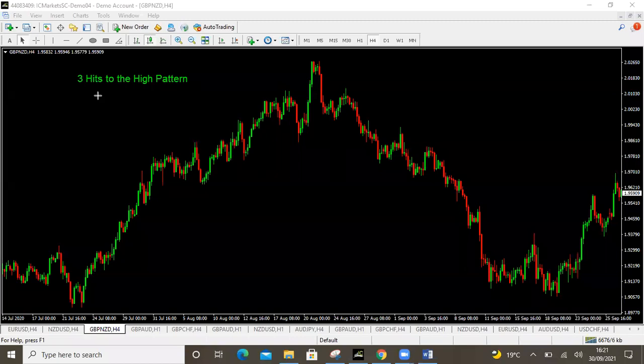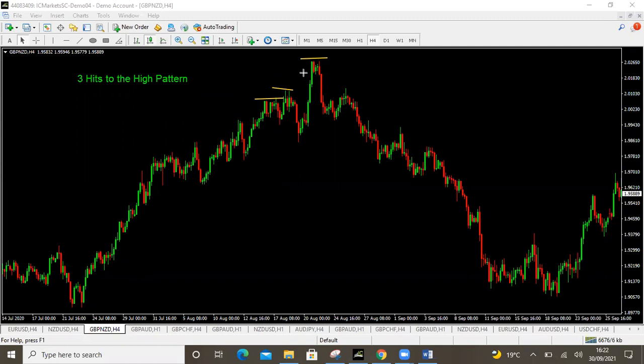So when you're talking about 3 hits to the high, you'll be looking for 3 highs to the top, or 3 hits. So you have 1. Let me change the color. So you have the first one here, the first high, we have the second high, and we have the third high. So these are the 3 hits to the high pattern.